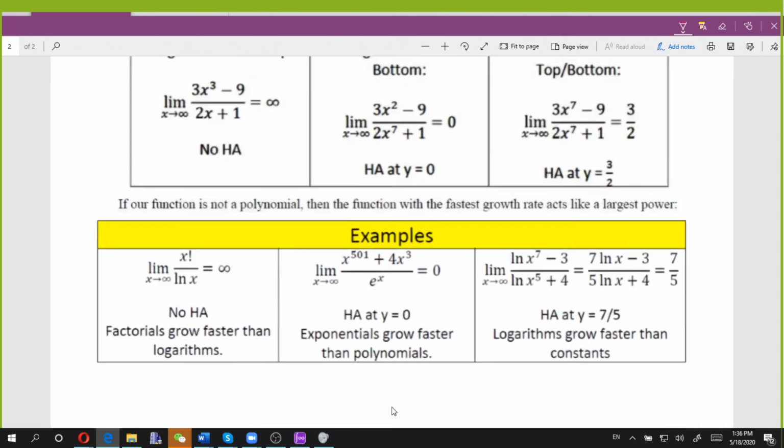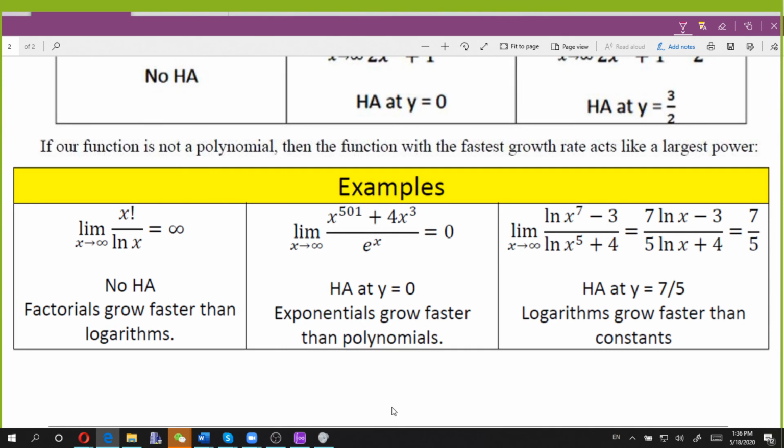Okay, so here's some examples with those. I've got a factorial over a logarithm. Factorials grow faster than logarithms, so my power is biggest on top. And when I plug in infinity, that's a positive over a positive number, so this approaches infinity. Here, if I plug in infinity, exponential functions grow faster than polynomials. So because my fastest growth rate is on bottom, I will approach 0.